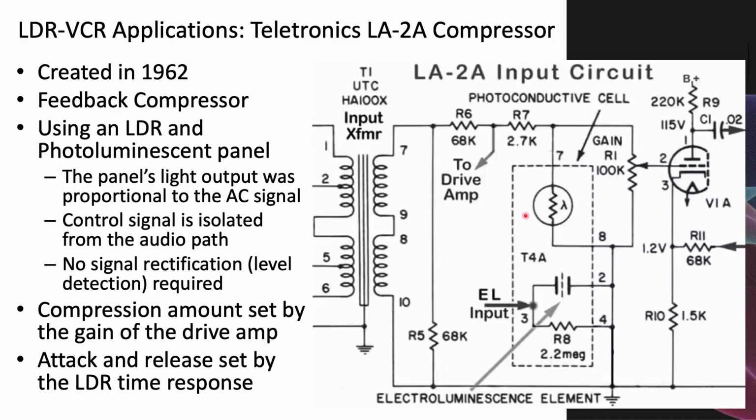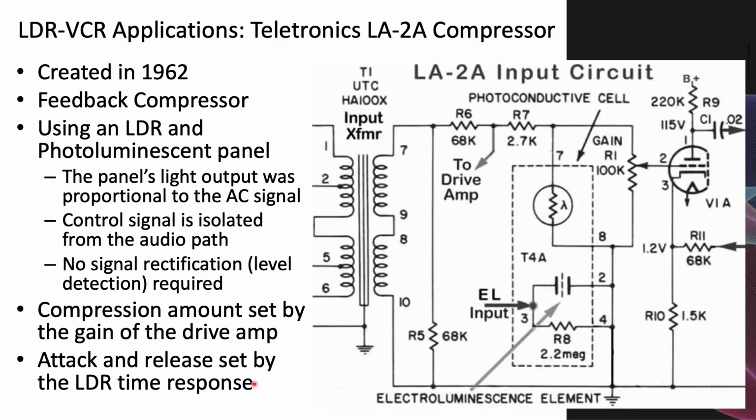In fact, many of these devices actually do put the light dependent resistor right at the electroluminescent panel there. So the panel's light output was proportional to the AC signal. Very usefully, the control signal is isolated from the audio path, so you have no worries about getting control signals into your audio, and certainly for the time, fewer components were required because no signal rectification was required.